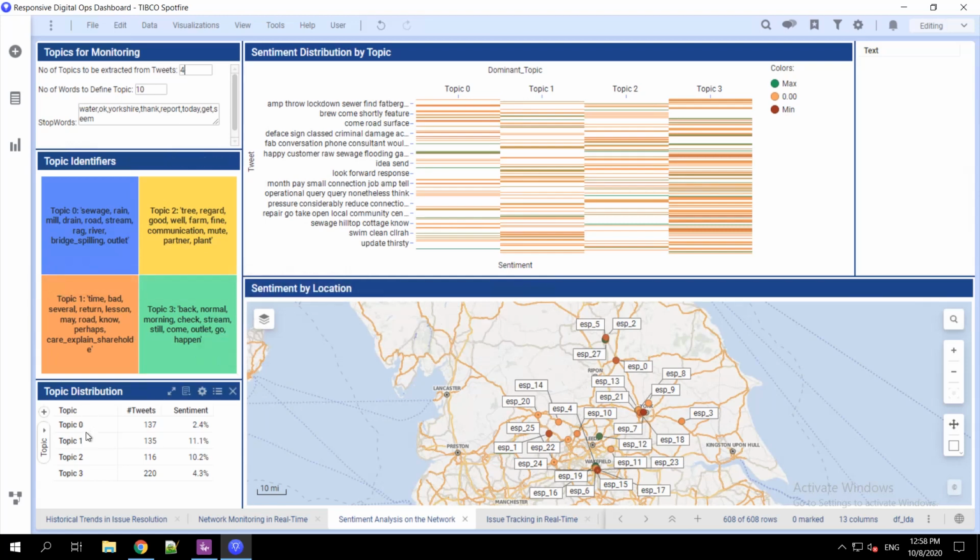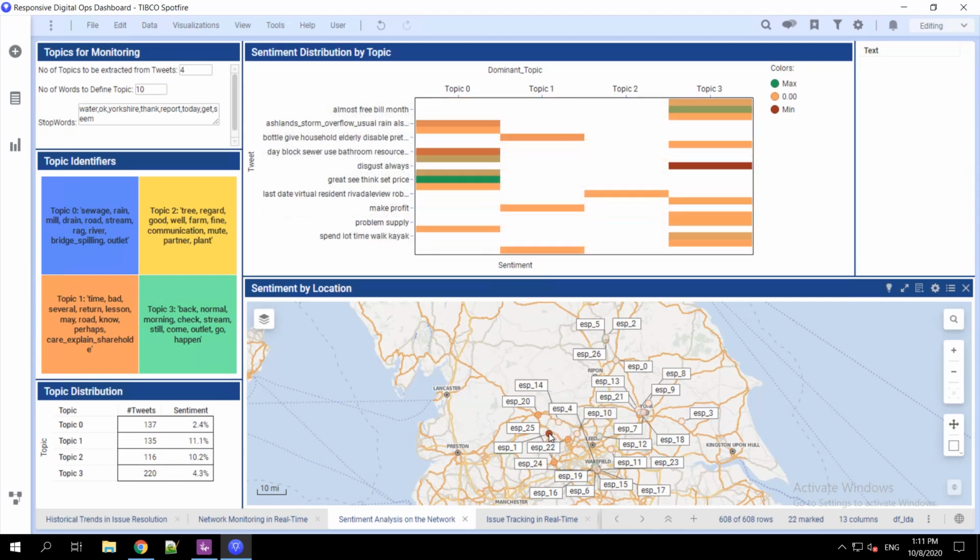And then this is the distribution of the topics. For topic 0 we could see there are around 137 tweets, and the average sentiment for these tweets is around 2.4%. The tweet sentiment will range from minus 100 to 100%. So we could see that topic 1, which is around the customer service, and topic 2, which is around corporate communication, have the maximum sentiment going around.